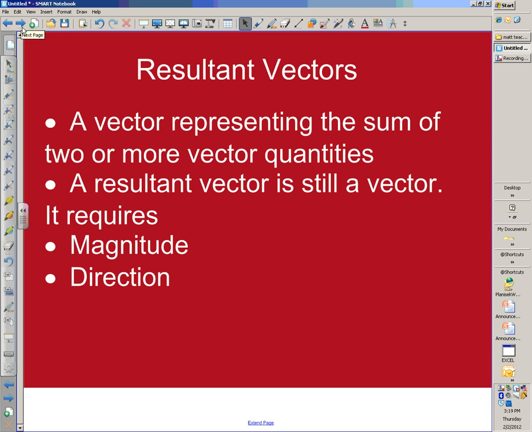First thing to keep in mind, we are still looking for a resultant vector, and that means that it's a vector that represents the sum of two or more vector quantities. That resultant vector is still a vector, which means it requires two things. It has to have a magnitude, and it has to have direction. So our resultant vector, whether we're finding the resultant vector of two perpendicular vectors or two non-perpendicular vectors, the answer has to have two parts, a magnitude part and a direction part.